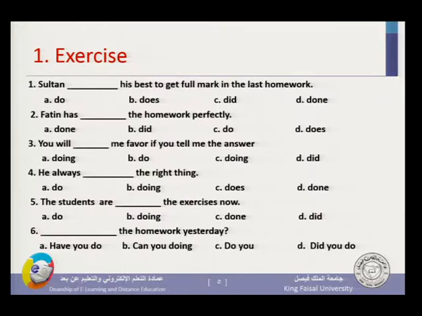And here we have different questions as an exercise for what I have just said, if you please. I just want to make the first question. Sultan, blank, his best to get full mark in the last homework. Last homework means we're talking about the past, and as such, did is the best answer. So I say Sultan did his best to get full mark in the last homework. In other words, words like last give you an indicator that the past form of the verb is to be used. In this case, did is to be used.